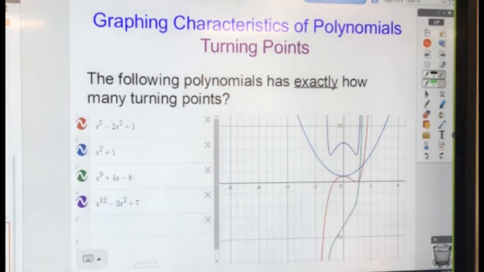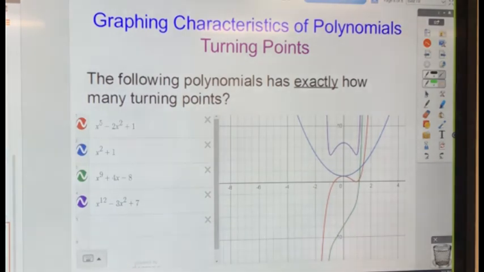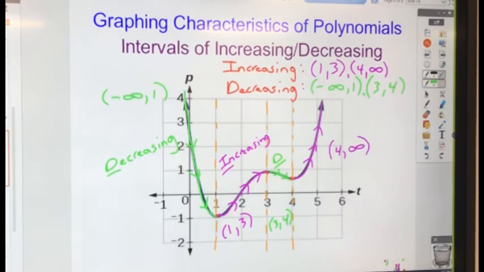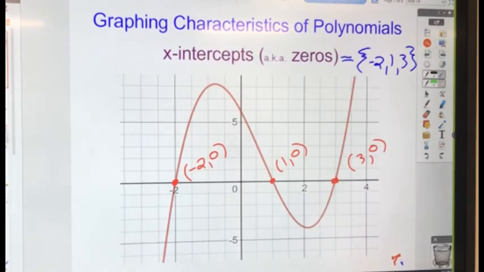Very good. So there are our characteristics. Turning points, we can now find by just taking my highest power and subtracting 1. Intervals of increasing and decreasing, end behavior, and x-intercepts. That's all we need to know in order to sketch a polynomial.